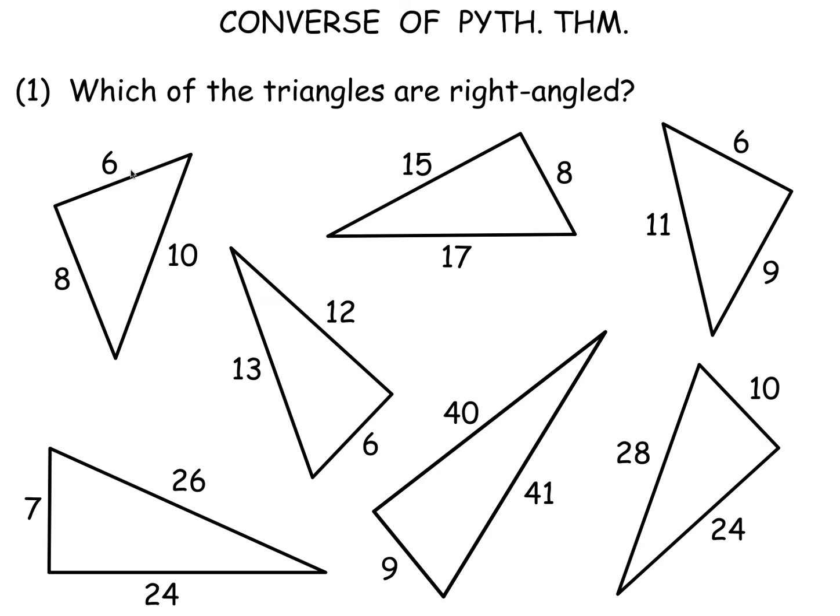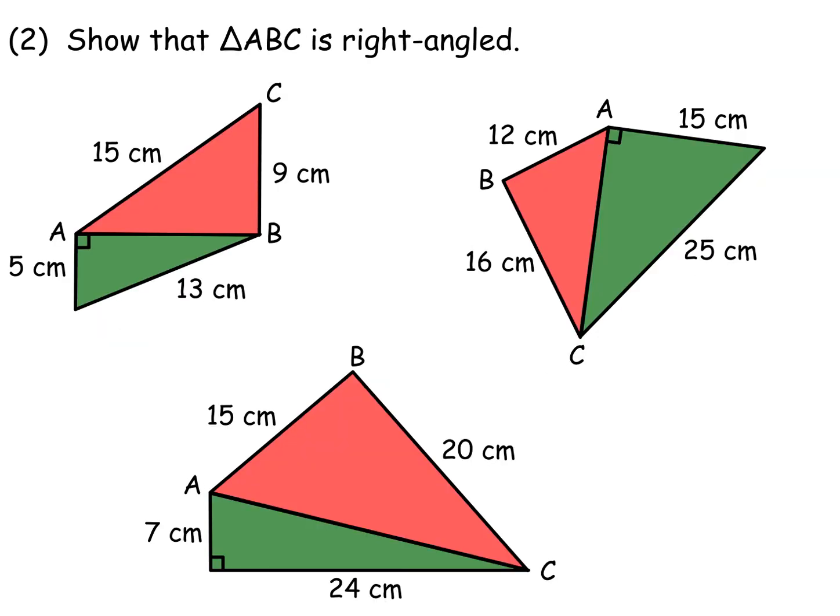Now you're checking whether 6 squared plus 8 squared makes 10 squared or not. There's the second half of that worksheet. So it's applying Pythagoras and then applying the converse to show a triangle's right-angled.